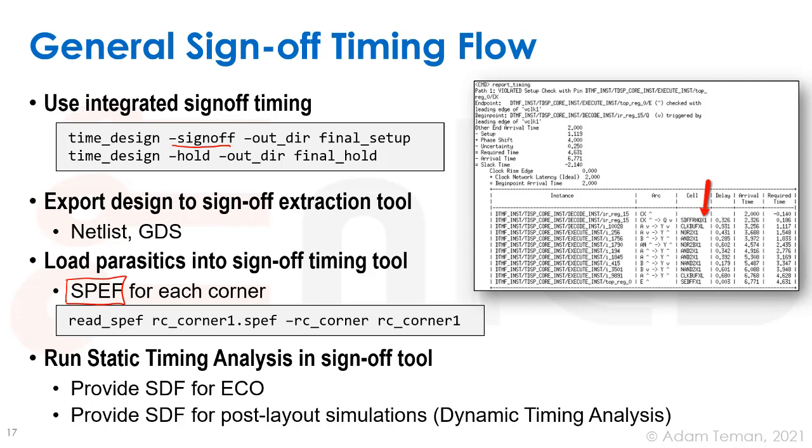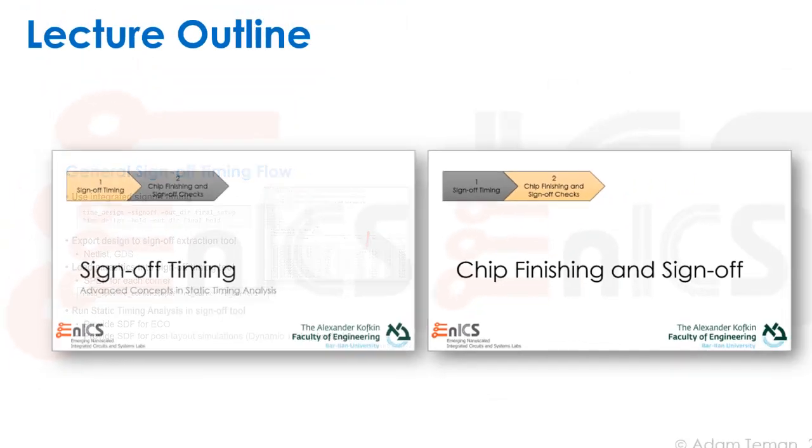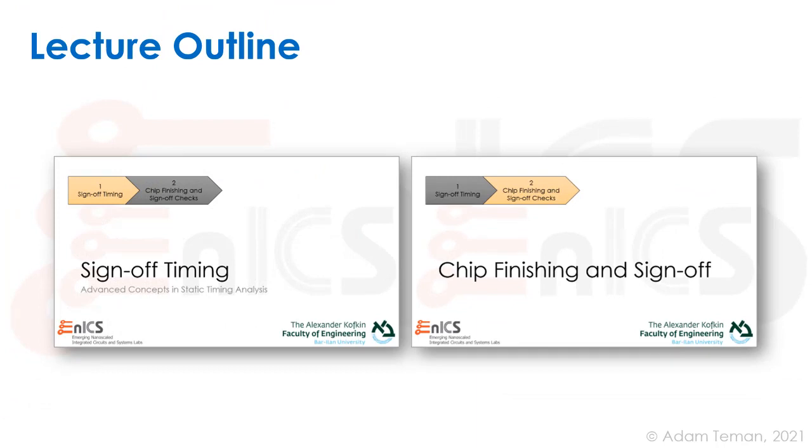Another thing that we could do is we could take that SDF and punch it back into our simulation tool and run sort of a dynamic timing analysis or gate level simulations with actual delays to see that things are working and give us a sanity check. We can't do it on everything exhaustively, but we can use some simple test benches to check that things look like they're working right. So that was part one of our lecture about sign-off timing, and now we'll move on to chip finishing and sign-off.